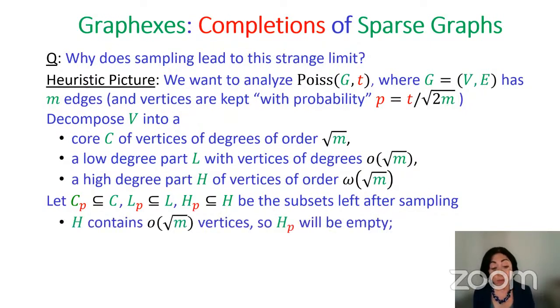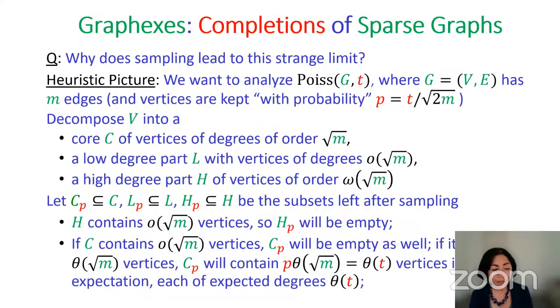So H contains of order square root of m vertices, because otherwise we would have too many edges. And so it's got to be empty. If C contains little o square root of m vertices, then it will be empty as well. If it has theta square root of m vertices, then C_P is going to contain p times theta of square root m, so that's of order T vertices in expectation, each of expected degree T.